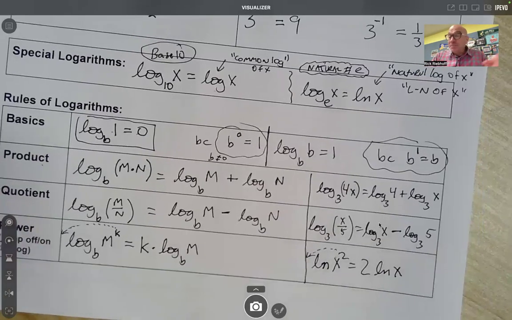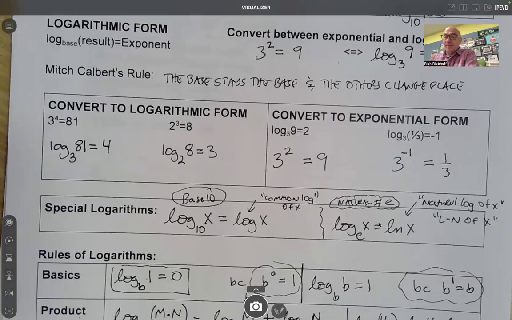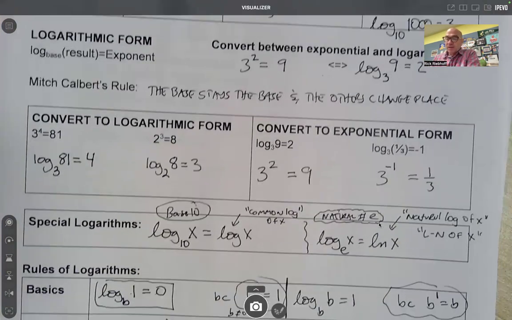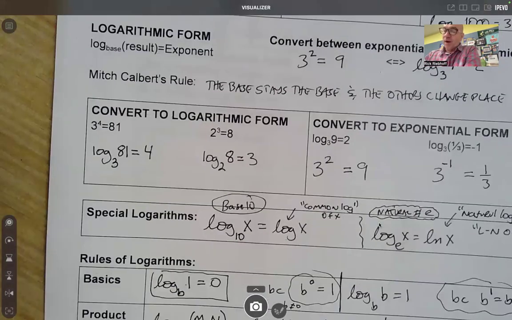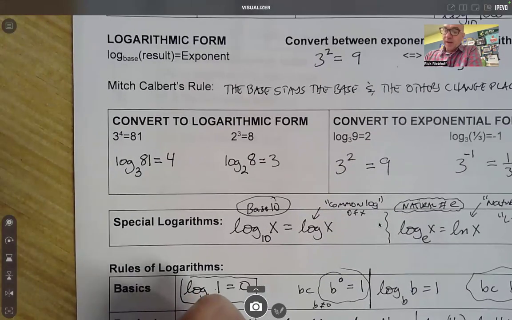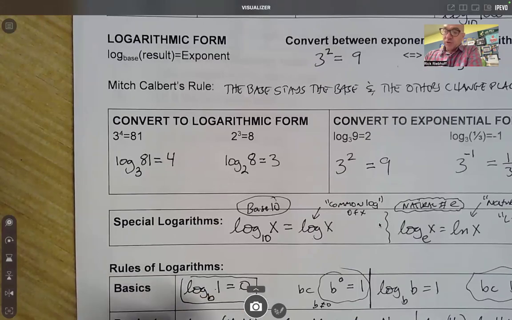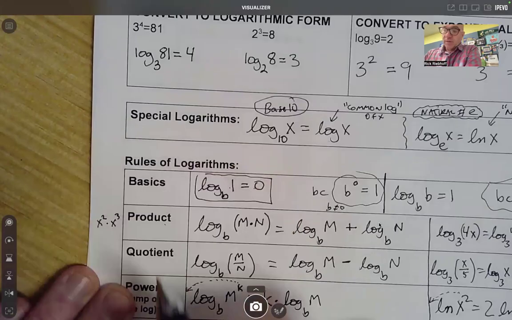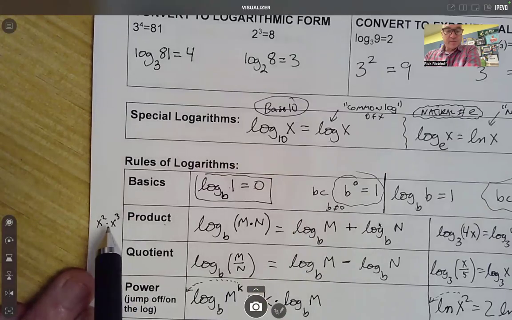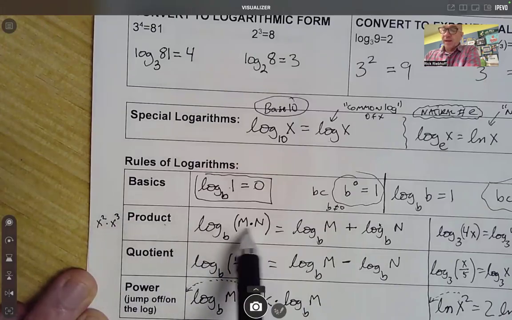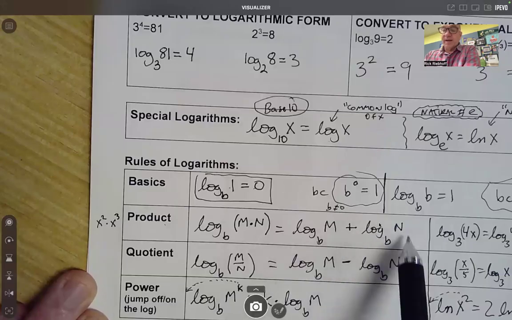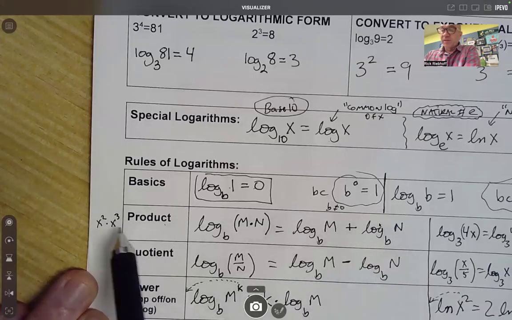How do you remember these? Well, one way to remember them is that logarithms and exponentials are similar. So think about the product rule. What happens when we multiply two powers with the same base? We add the exponents. So when we multiply, we add, and logs are exponents. So we're adding an exponent here and an exponent here. We're adding exponents. Same thing.